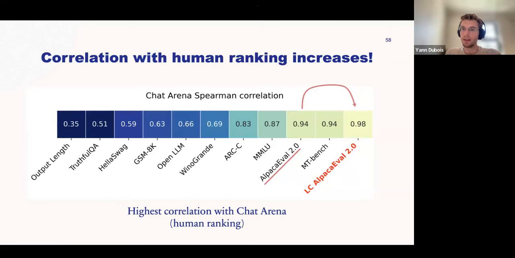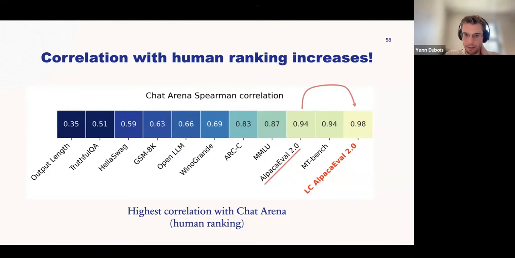But by doing this length control, we actually increased the Spearman correlation with Chat-Arena. I told you before that AlpacaEval had around 0.94 Spearman correlation, which was the highest, with MT-Bench. Well, now with this length control AlpacaEval, we have 0.98 Spearman correlation with Chat-Arena, which means it's very, very highly correlated with Chat-Arena.